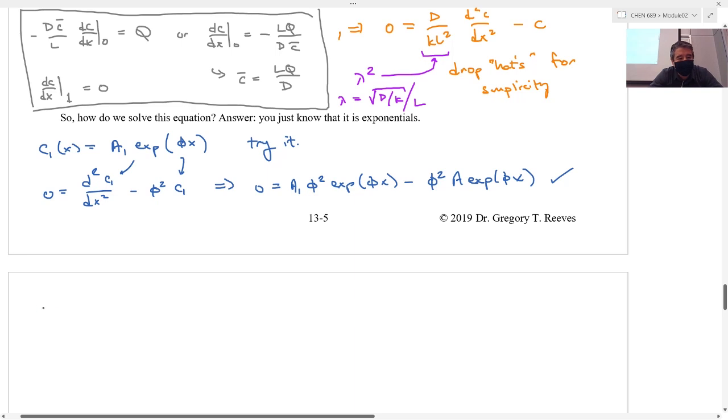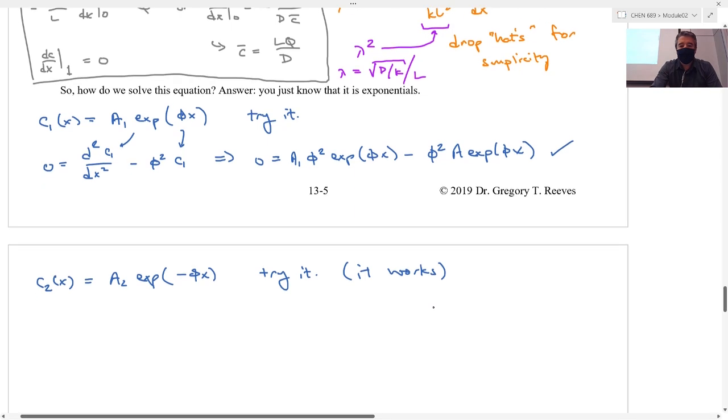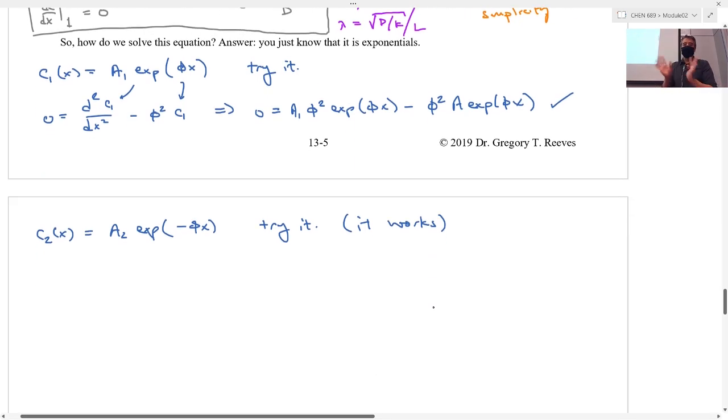It worked. Let's try another one. C2 of x equals A2 e to the minus Thiele x. So we're going to try it as well. So again, we're going to plug in, and it works. I don't know if I want to go through this. Let me just say it works. Just trust me, or you can do it on your own. If you do plug it in, it works, right? So it's good. We have two different solutions.